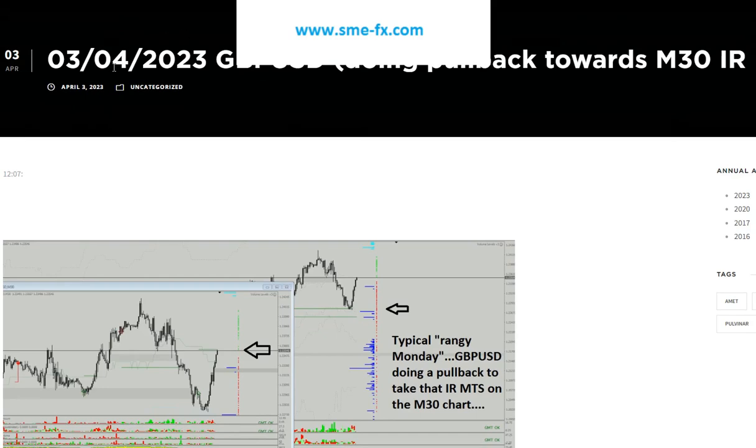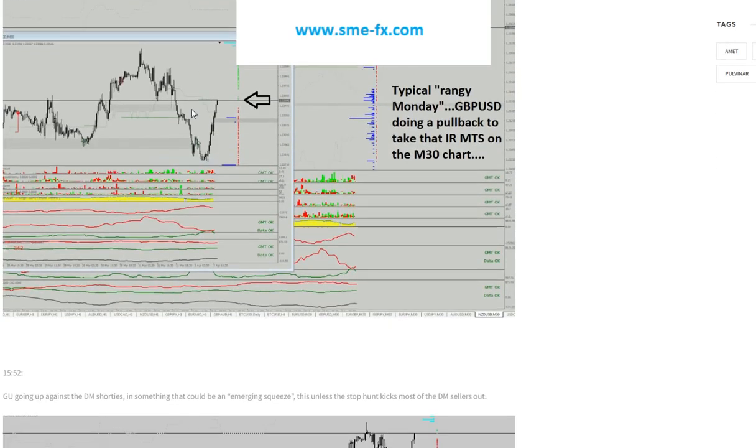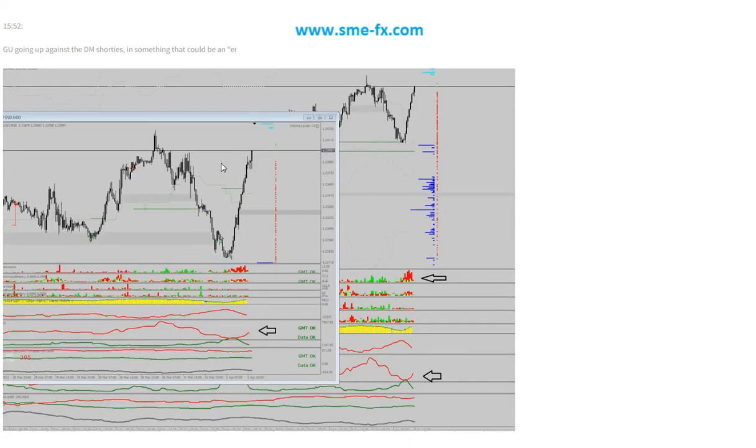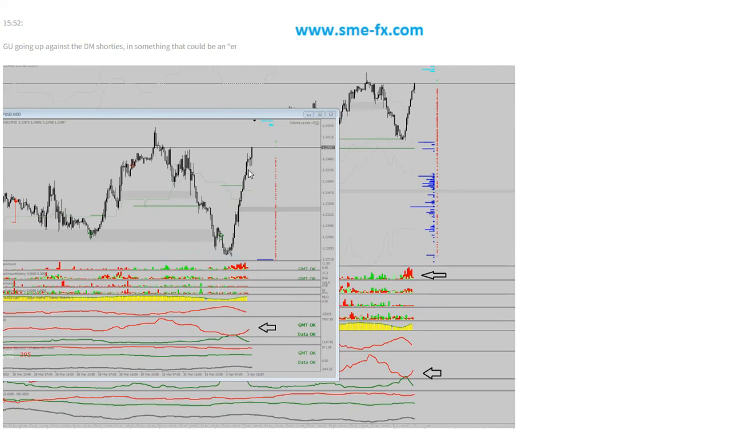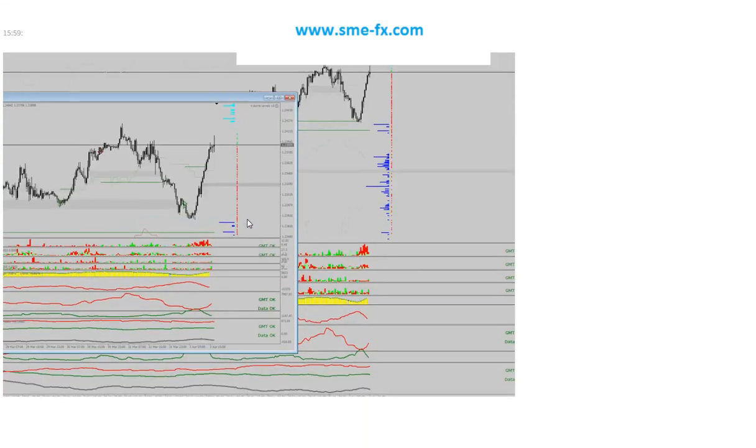The cable, let's go back to the 3rd, doing a pullback towards the M30 inner range medium-term stop. Similar to euro dollar, they are correlated, that's the reason why. You see there was an inner range target above the price. It did a pullback up there, with some squeeze emerging. Like euro dollar, it did an exaggerated pullback because shorties, sellers, came in. It's a bit like a mini down money switch on a 30-minute chart, longies to shorties, and it did an up move to take the highs.